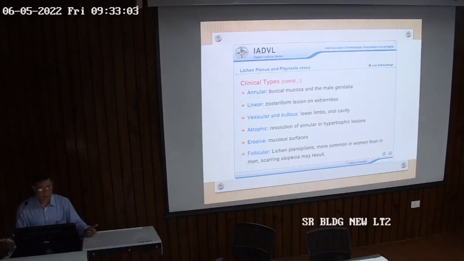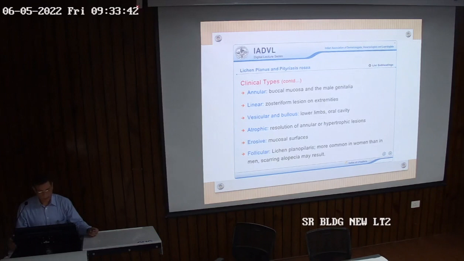But once it becomes vesicular or bullous, how to diagnose a case of lichen planus? Then the histopathology is very important. That was another important line in the definition. So if you are not able to diagnose, then the histopathology will help you to diagnose. Then atrophic variety, resolution of annular or hypertrophic lesions with atrophy. Erosive lesions, usually in the buccal mucosa, you'll find erosive lesions. There is a sort of superficial ulceration in the oral mucosa. That is a part of lichen planus.